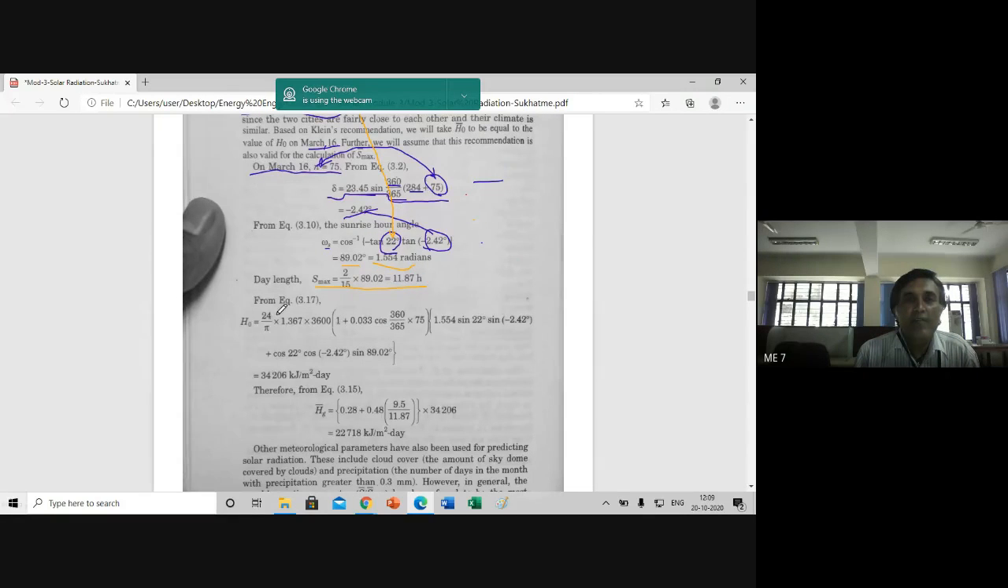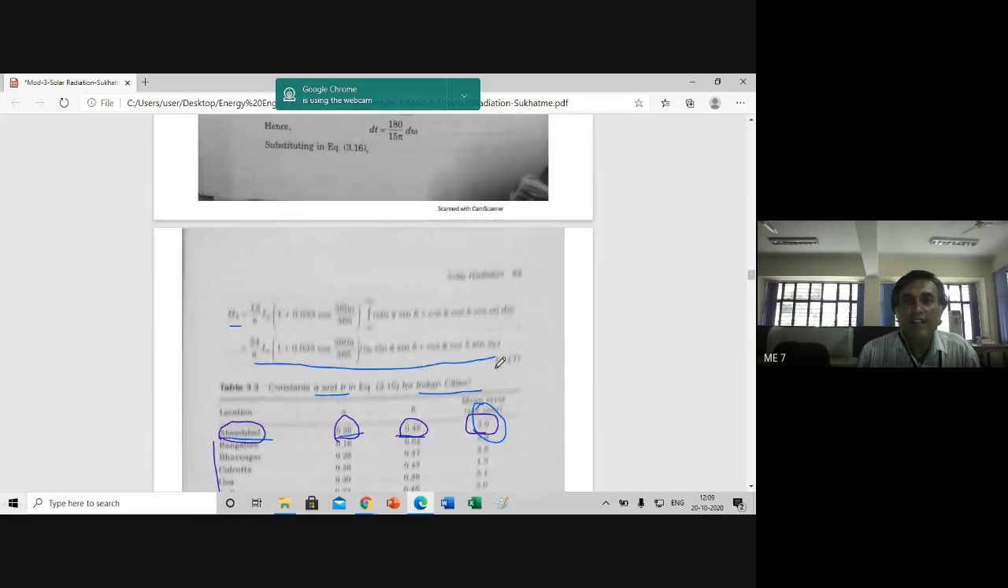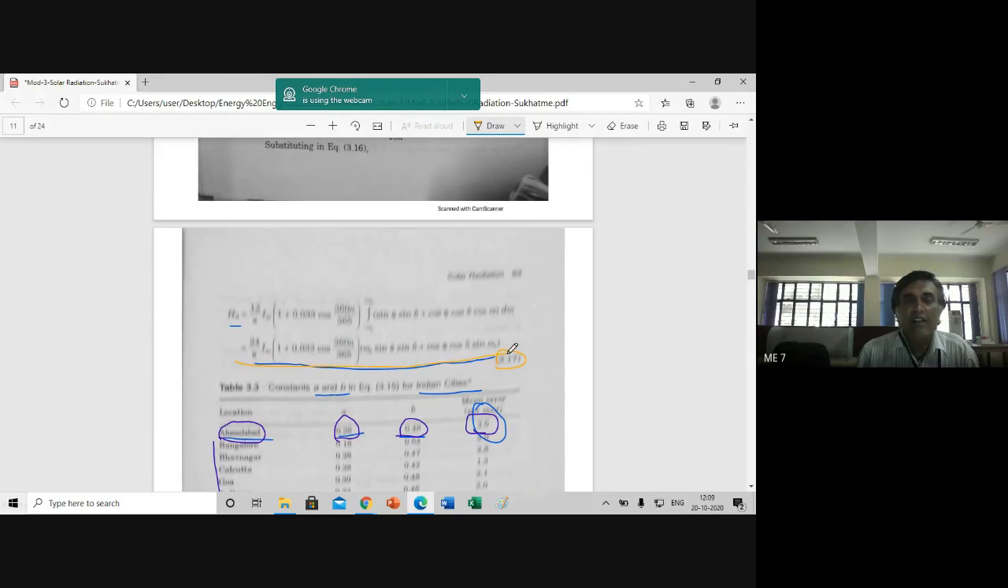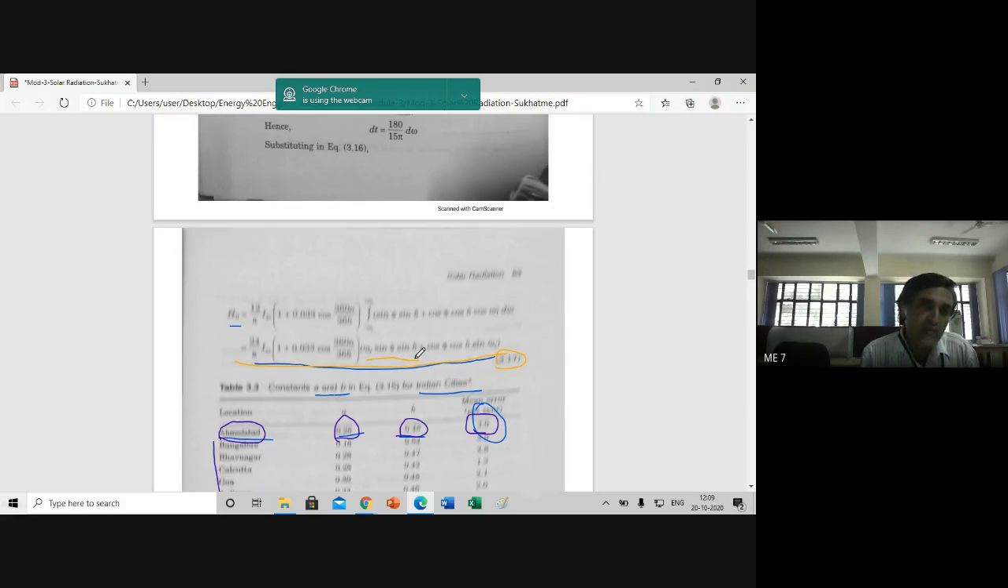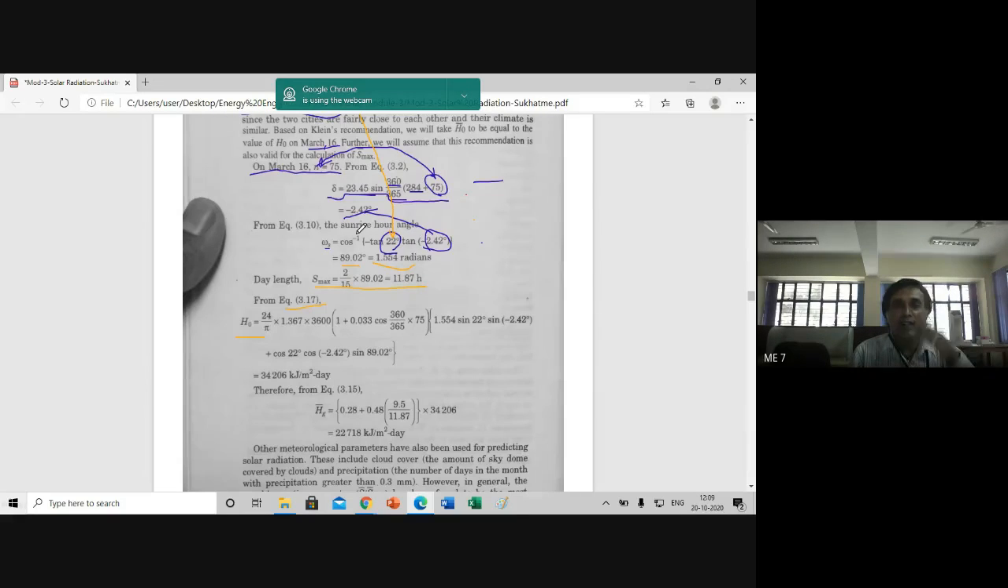Then H naught, this is from equation 3.17, this equation. However, here it is blurred. So don't worry, in the book, just know that this equation has to be solved. Take the equation from the book for more clarity. That is equation 3.17. So substitute those values. Delta value, n value, all are fixed.